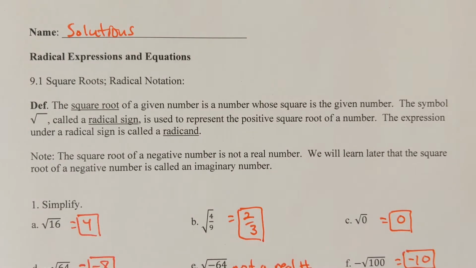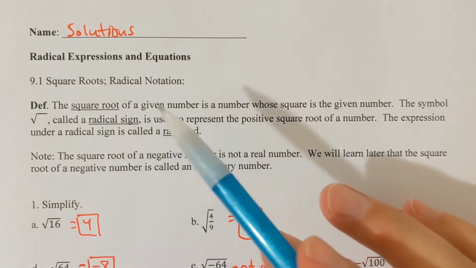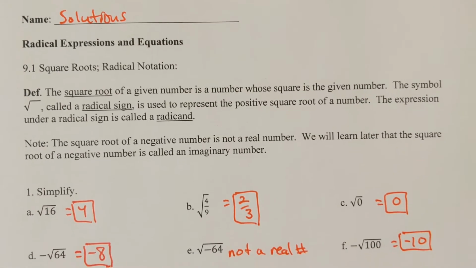Okay, we're going to get started into chapter 9 now. Chapter 9 is all about radicals, and in 9.1, we're going to look at radical notation and then square roots. We'll look at other kinds of roots and radicals, though, in this section.